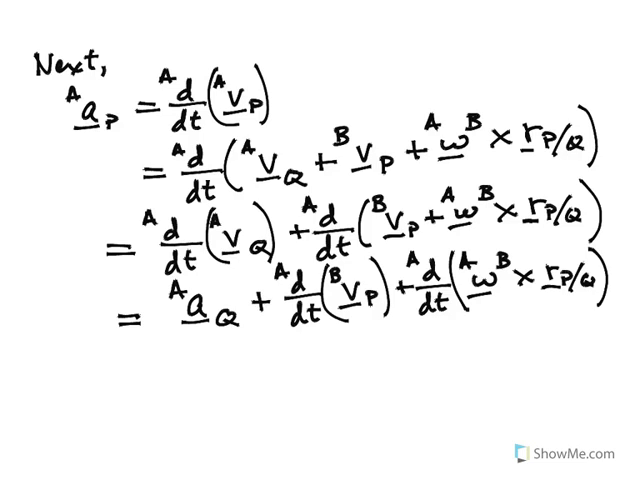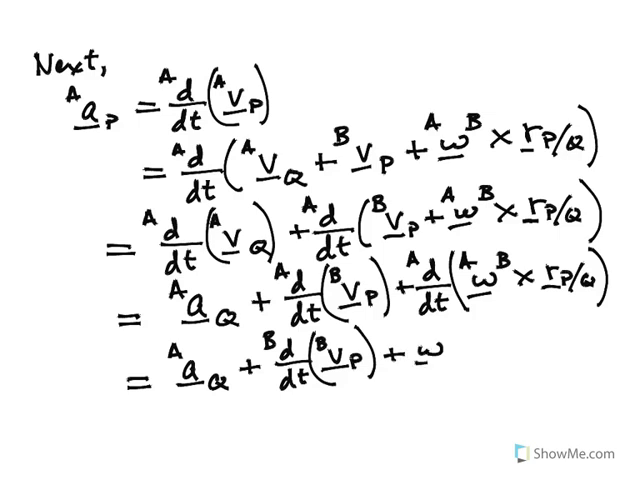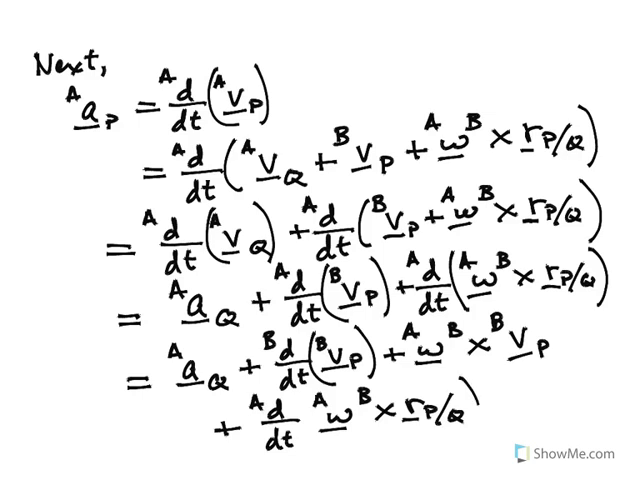So now let's do the transport. We know that observation of the motion of point P is being made in reference frame B. So this gives me the acceleration of Q in A plus, now I'm going to apply the transport theorem to the velocity of point P in B. That's equal to d/dt in B of the velocity of point P in B plus the angular velocity of B in A crossed with the velocity of point P in B. And then I have the last term here, which is d/dt in A of the angular velocity of B in A crossed with the position of P relative to Q.